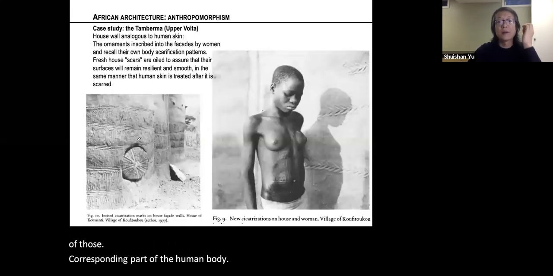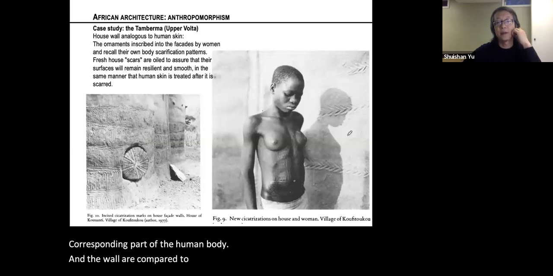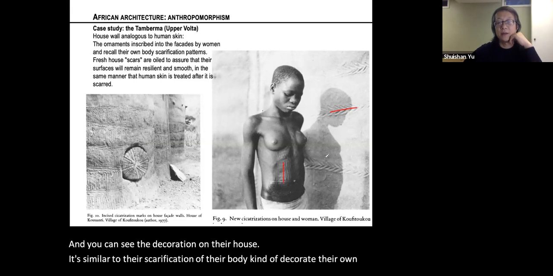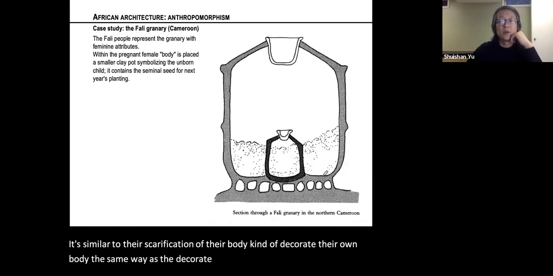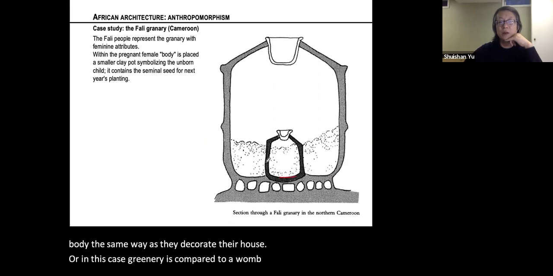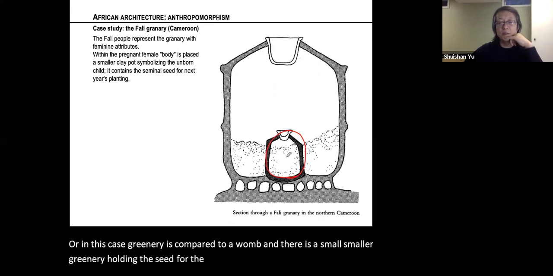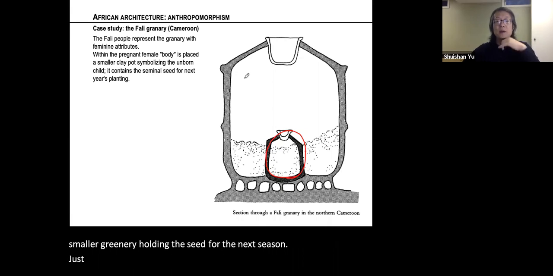And the walls are compared to skin, and you can see the decoration on their house is similar to the scarification of their body. They decorate their own body the same way as they decorate their house. Or in this case, the granary is compared to a womb, and there's a smaller granary holding the seed for the next season, just like the womb holds the baby for the next generation.